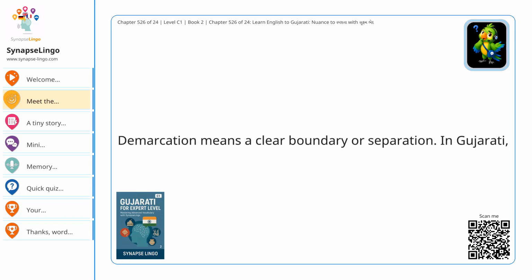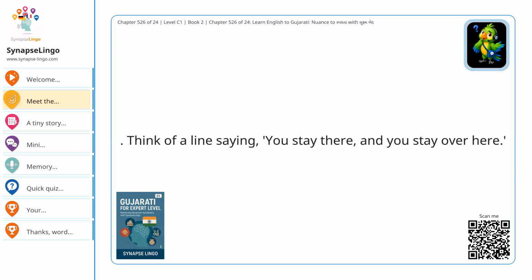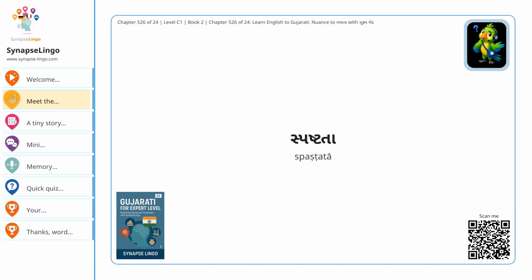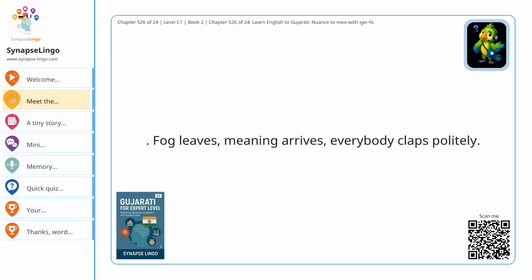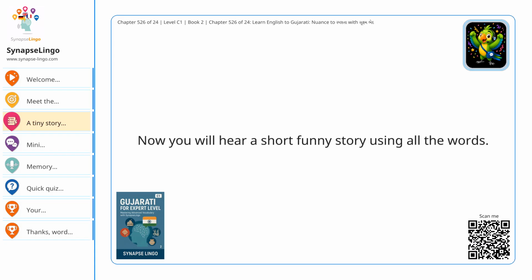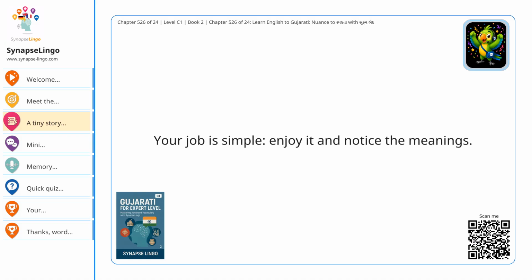Demarcation means a clear boundary or separation. In Gujarati, अलगीकरण. Think of a line saying, you stay there, and you stay over here. Clarification means making something clear. In Gujarati, स्पष्टता. Fog leaves, meaning arrives, everybody claps politely. A tiny story with a big brain. Now you will hear a short funny story using all the words. Your job is simple. Enjoy it and notice the meanings.